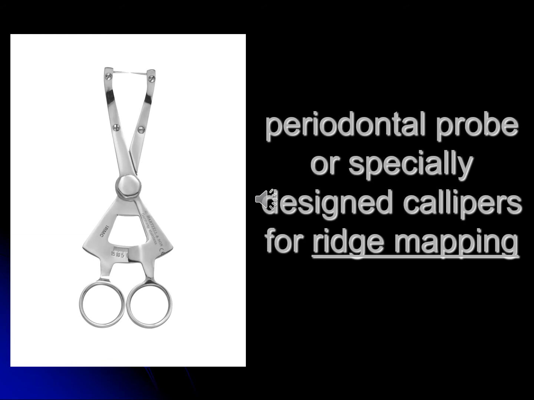This instrument is provided with 2 needles. The first needle will penetrate the soft tissue until it reaches the bone from the buccal side. The other needle will penetrate the soft tissue until it reaches the bone from the lingual side. We can read on the scale exactly the width of the ridge or of the bone in the edentulous area.